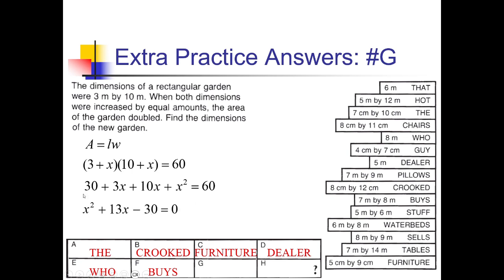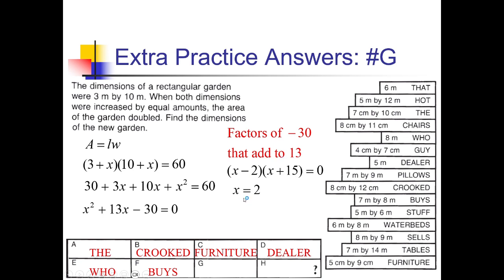Squared coefficient is 1, so I'm just looking for factors of negative 30 that add up to 13. 1 and 30? Nope. 2 and 15. Let me think about this. Negative 2 times positive 15 would give me negative 30, and then adding those would give me 13. So I'm going to have to write x minus 2 and x plus 15. Zeroing each of those out, I have x equals positive 2 and negative 15.